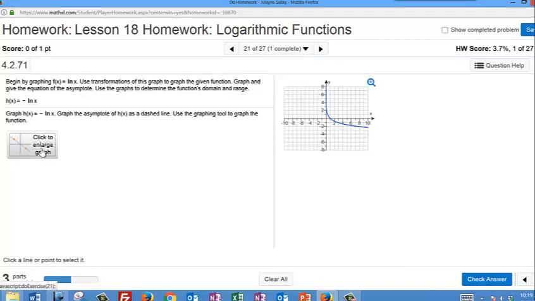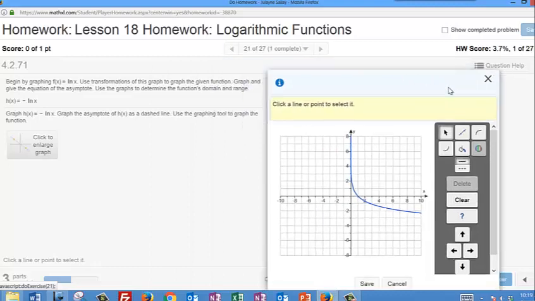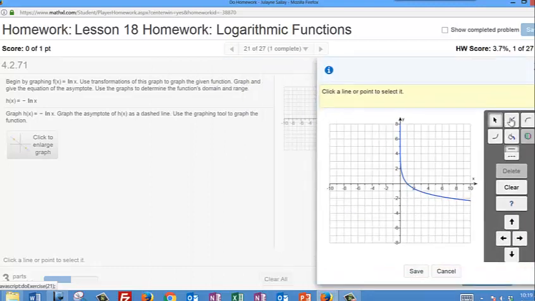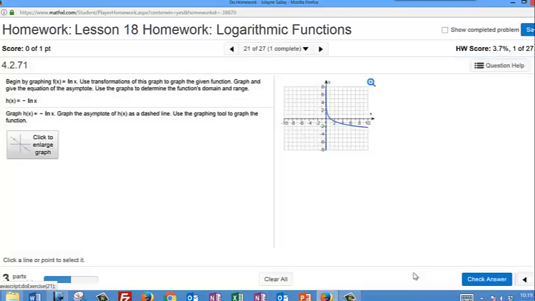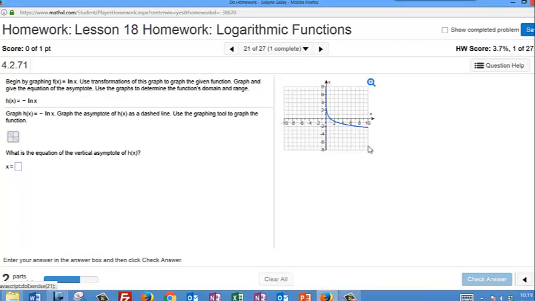I always want to hit save before going back in and completing the asymptote, just so I don't make a mistake. So my asymptote is a vertical line. I need to use my dashed line, so I'm going to come in here and use a dashed line. And because it's the y-axis, I just need to pick 2 points on my y-axis. Just make sure that they're on the y-axis so that it's the correct line. Hit save, and let's go ahead and check that answer. Excellent, I've graphed my asymptote, I've graphed my function, and now I can answer some questions.